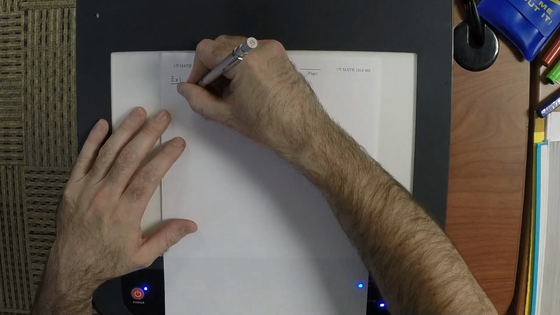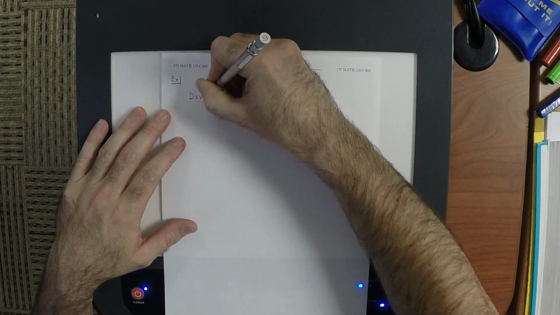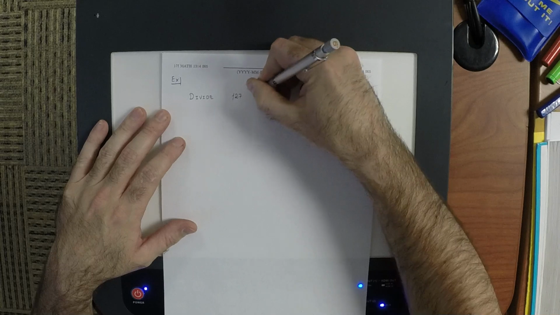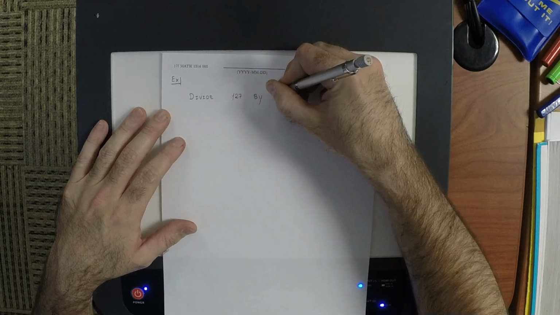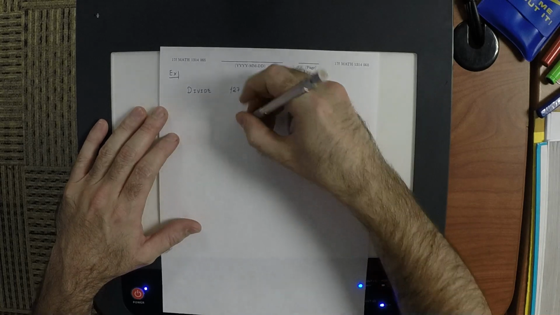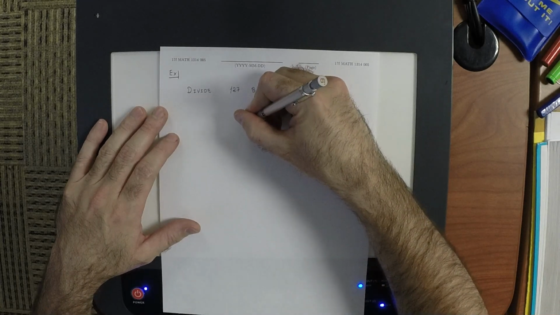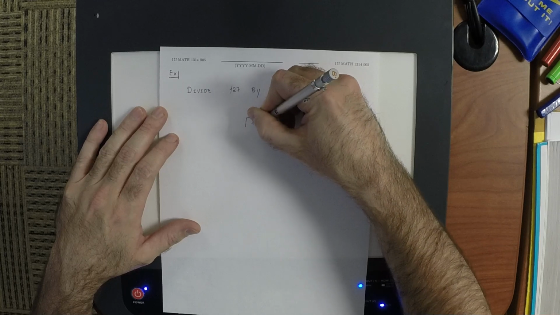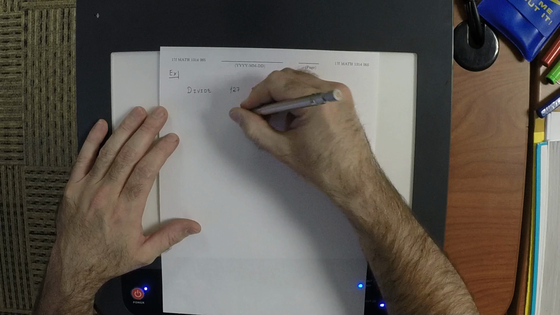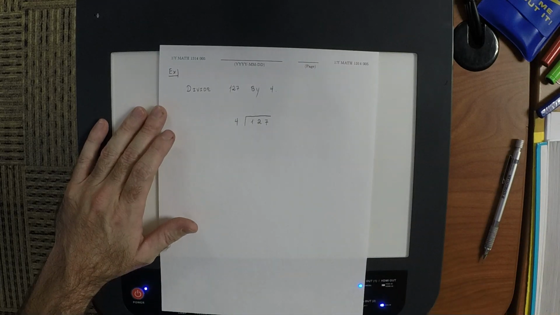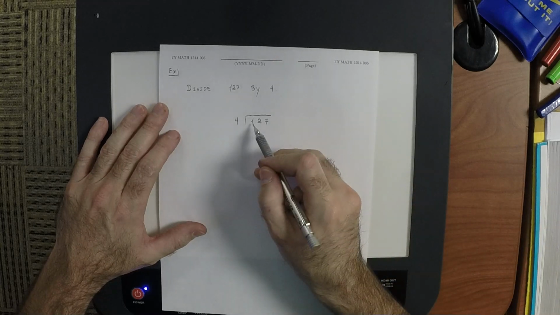So let's do a slightly bigger one. How about dividing 127 by 4. The way that you do this in grade school, the teacher would say, okay, class, now we're going to put the 127 in the house and the 4 is outside the house. And 4 wants to come in. How many times can 4 go into 1?